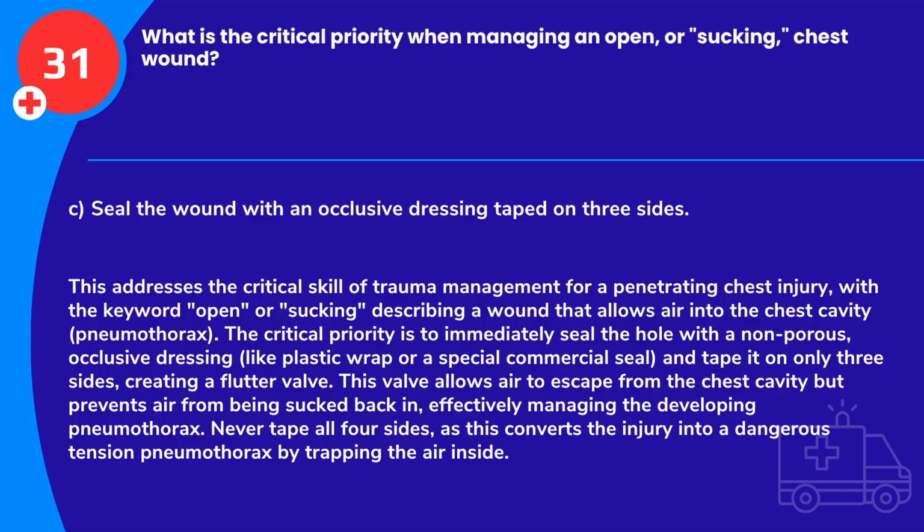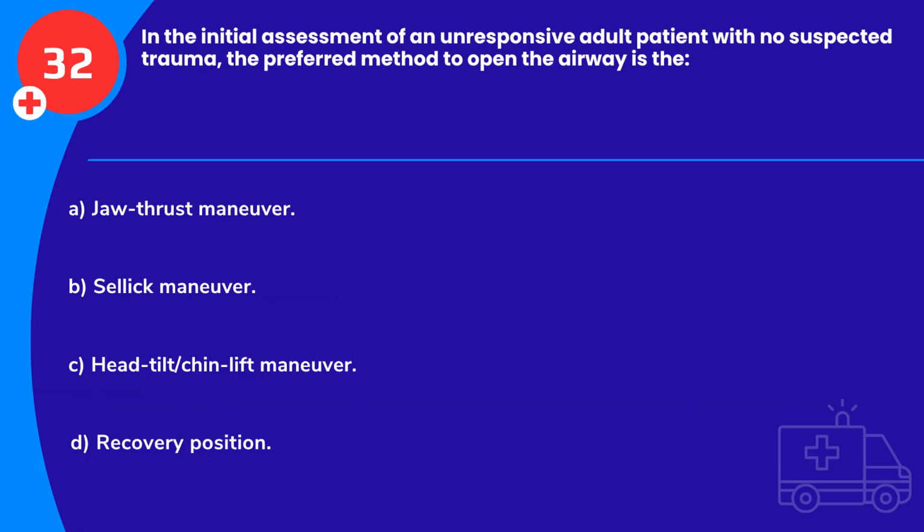The critical priority is to immediately seal the hole with a non-porous, occlusive dressing like plastic wrap or a special commercial seal, and tape it on only 3 sides, creating a flutter valve. This valve allows air to escape from the chest cavity, but prevents air from being sucked back in, effectively managing the developing pneumothorax. Never tape all 4 sides, as this converts the injury into a dangerous tension pneumothorax by trapping the air inside.